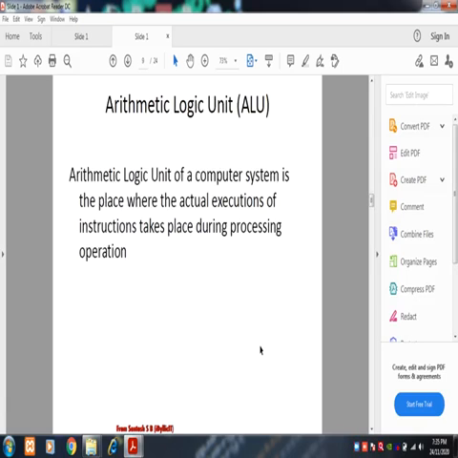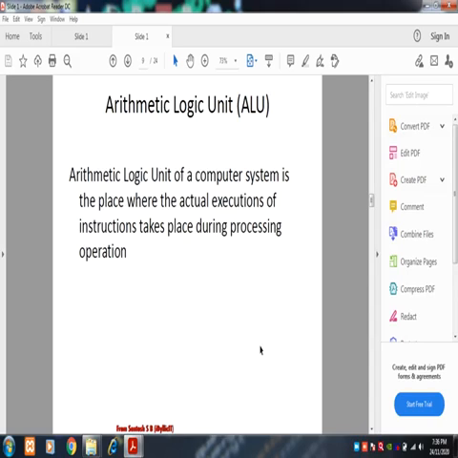Next one is the arithmetic and logical unit, ALU. In short form we say ALU, arithmetic and logical unit. By the unit name itself, two words are there: arithmetic and logic. Arithmetic means all arithmetic operations: addition, subtraction, multiplication, division. Logical operations means logic gates: and, or, not, less than or equal to, greater than or equal to. So many things are there. All these operations happen in the arithmetic and logical unit.